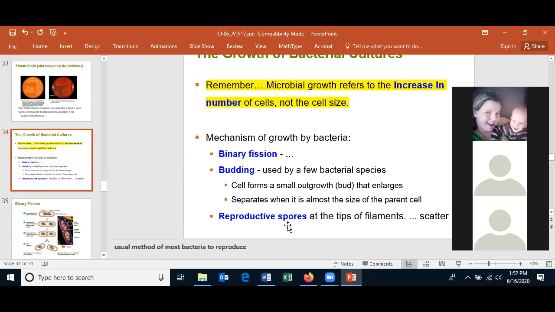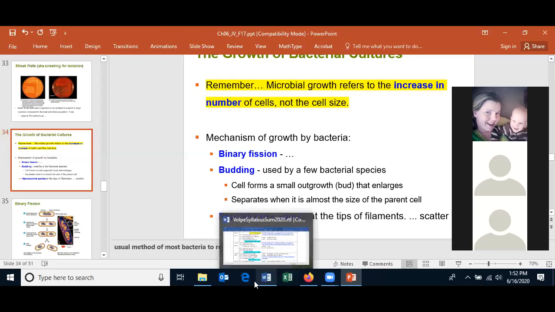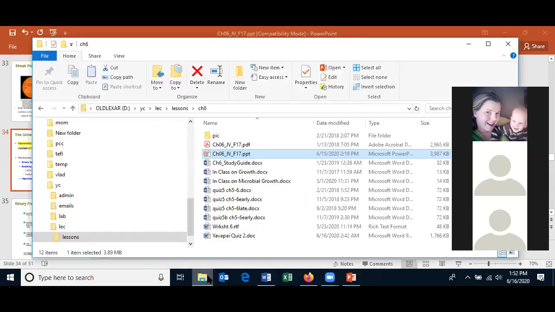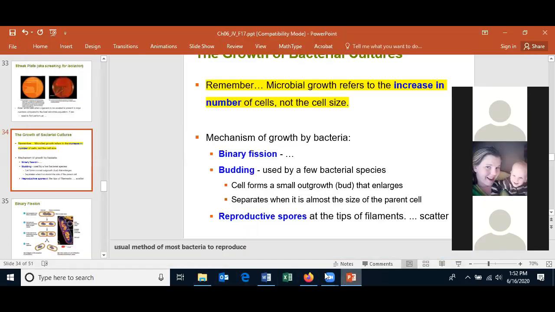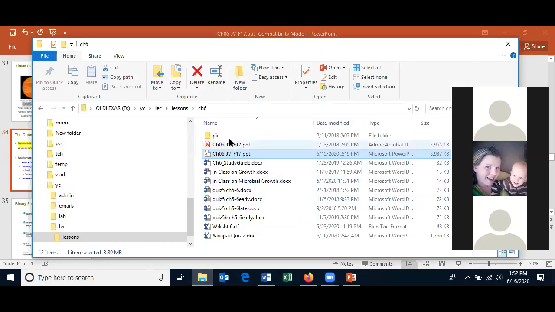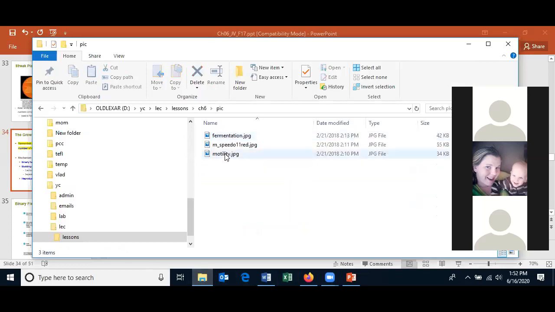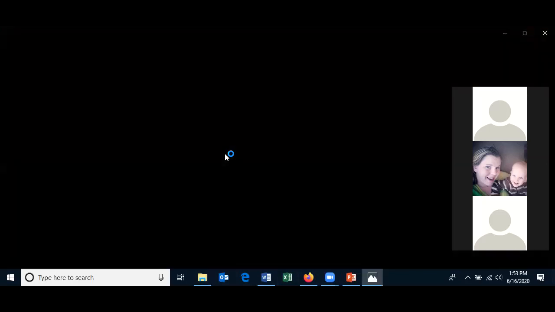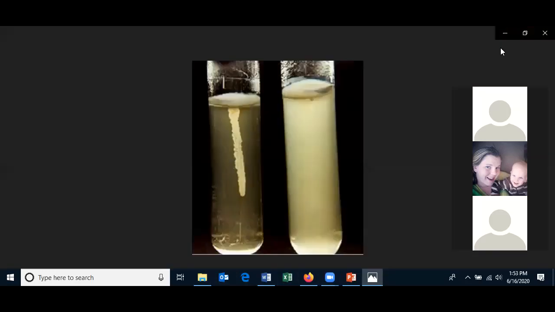There are a few bacteria that grow by filaments, and I was going to try and say reproductive spores. I was going to try and show you a picture of that where I will draw it. Oops, that's the wrong one.